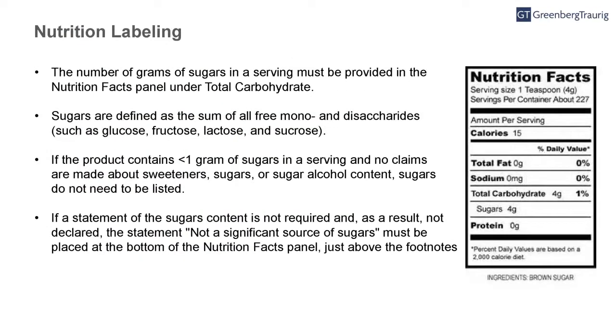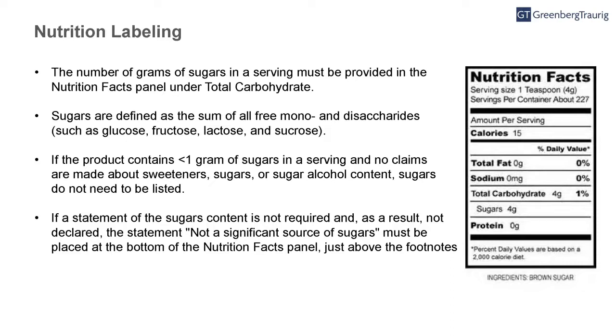We've talked a little bit about how sweeteners are regulated in the United States. Now I would like to talk a little bit about how sweeteners are identified on the label of a food product. If a food product contains sugars, the number of grams of sugars must be declared in the nutrition facts panel as a subcategory under total carbohydrate.